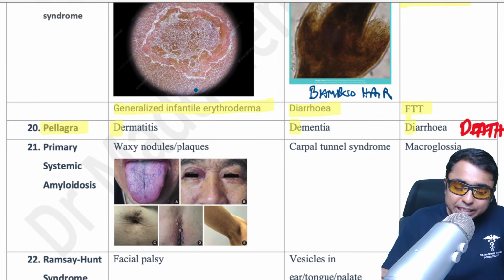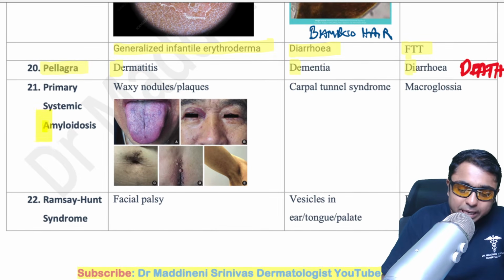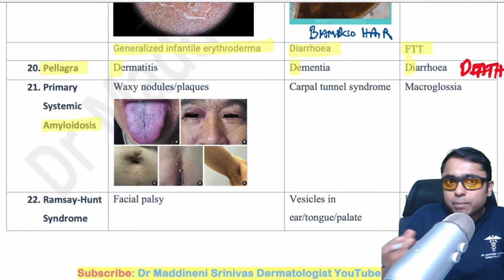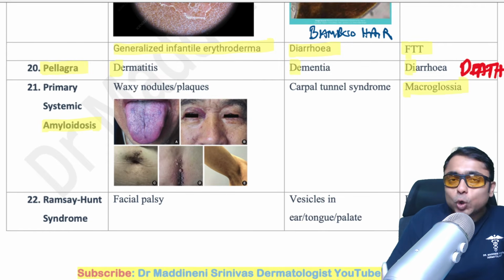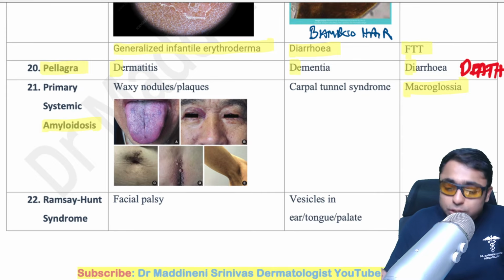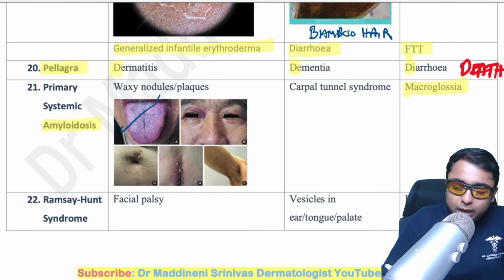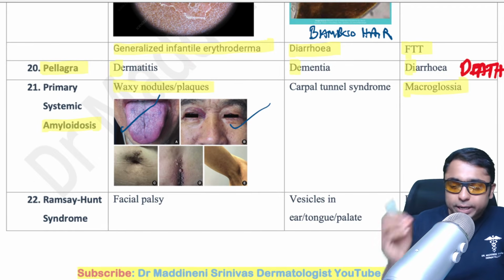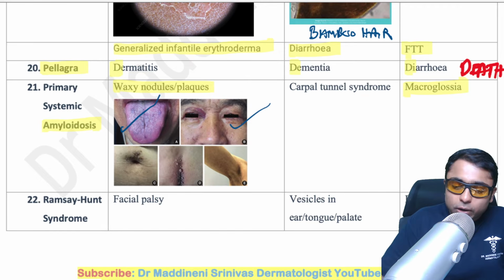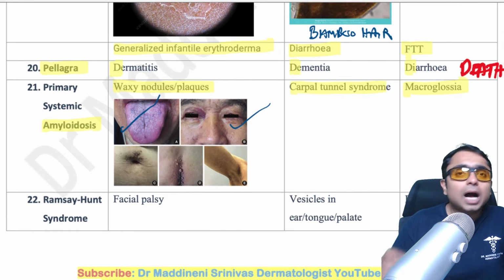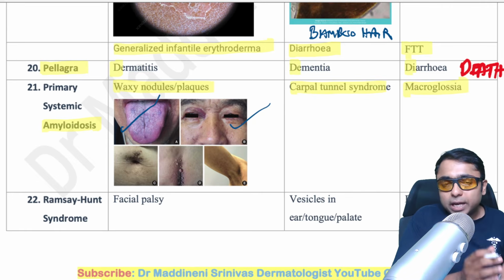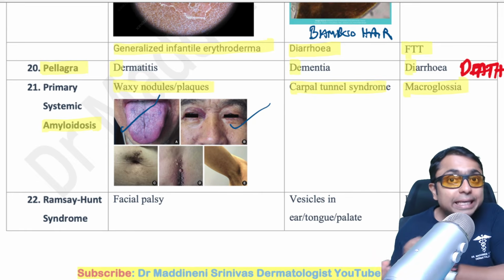Okay, next is the primary systemic amyloidosis, in which patients are going to have, because of the amyloid deposition, macroglossia, that is a very large tongue is going to be seen. And also there can be waxy nodules and plaques which will be deposited in the body because of the deposition of the amyloid. And also there is going to be carpal tunnel syndrome because of, again, the deposition of the amyloid, which is going to press on the nerves.